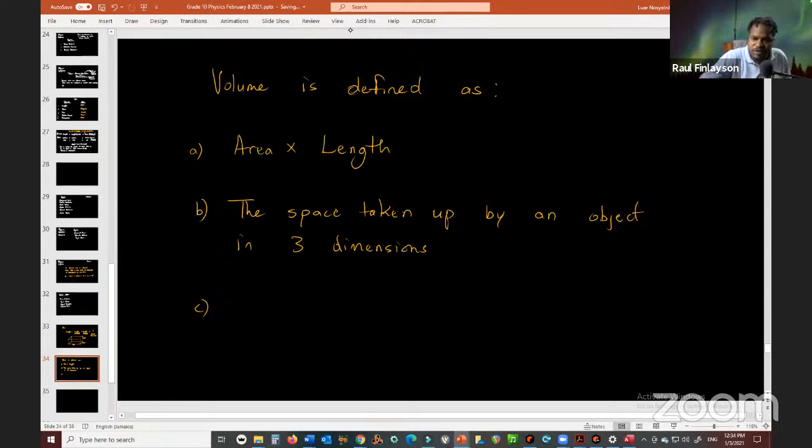So these are ways you could define it. You could even give a third definition, but that might mash up your head. So let's just take it easy and give you these two. All right. So volume is defined as area times length. I can say the space taken up by an object in 3 dimensions. The 3 dimensions again is the same thing as saying length, width, and height.